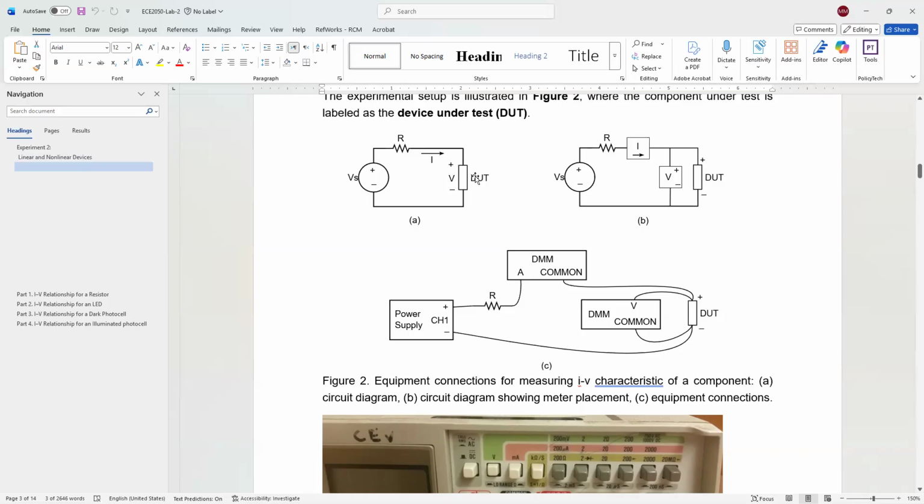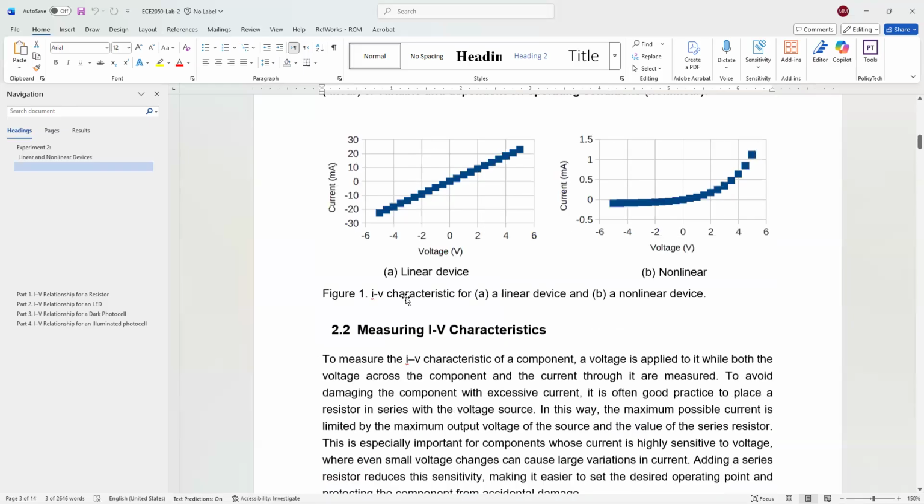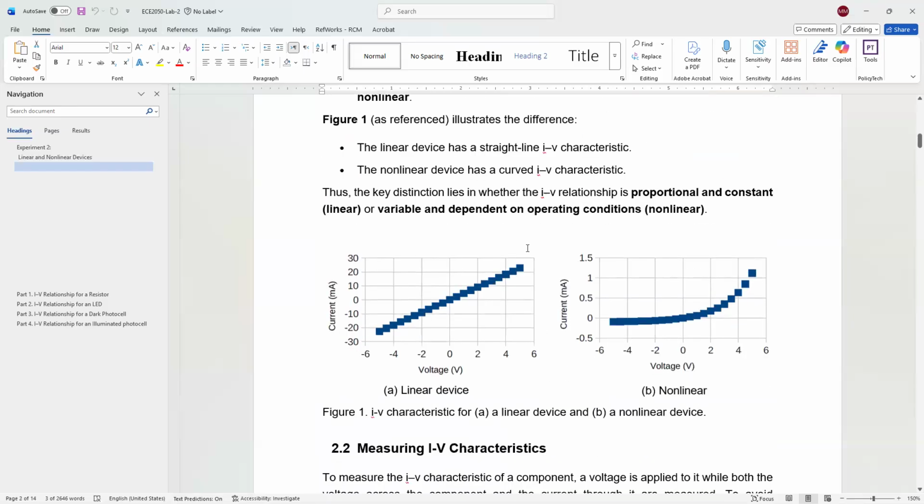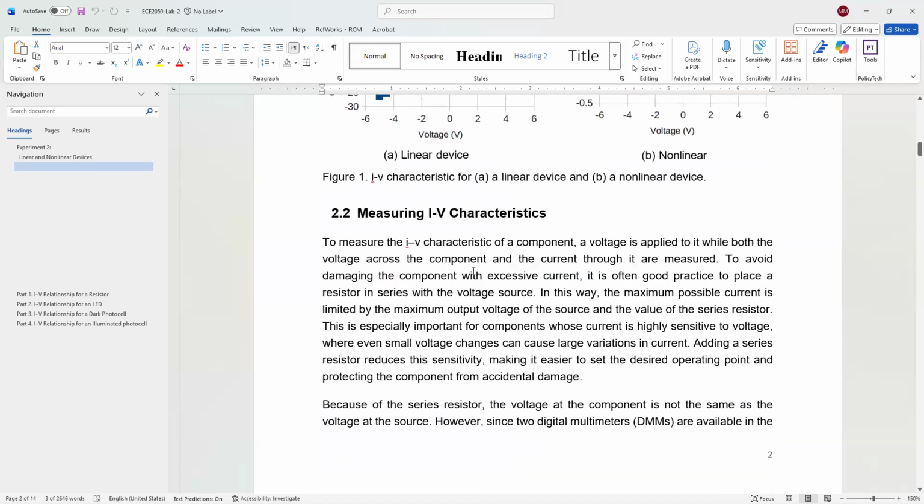By changing the value of the voltage source, we are going to change the current and voltage here. That's exactly what we're going to do. After you implement the circuit, you change the value of the voltage so that you get different values for V and I. Once you have those values, as I said before, you draw the relation and see whether it is for a linear or non-linear device.